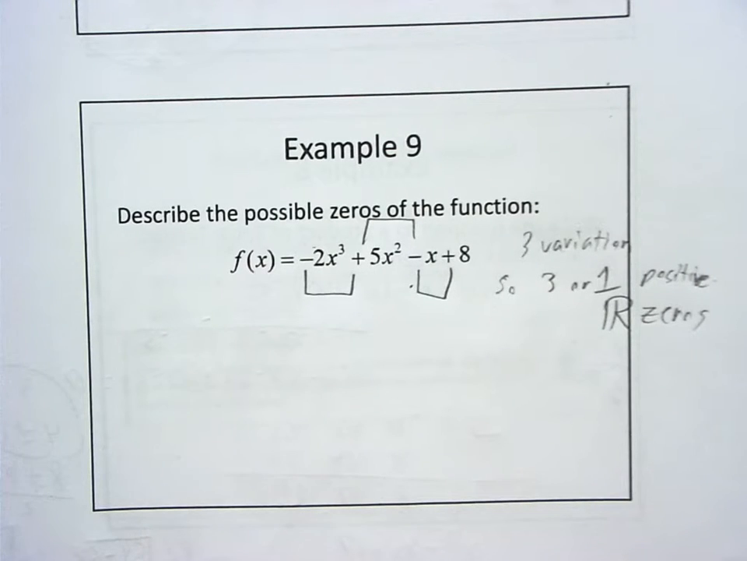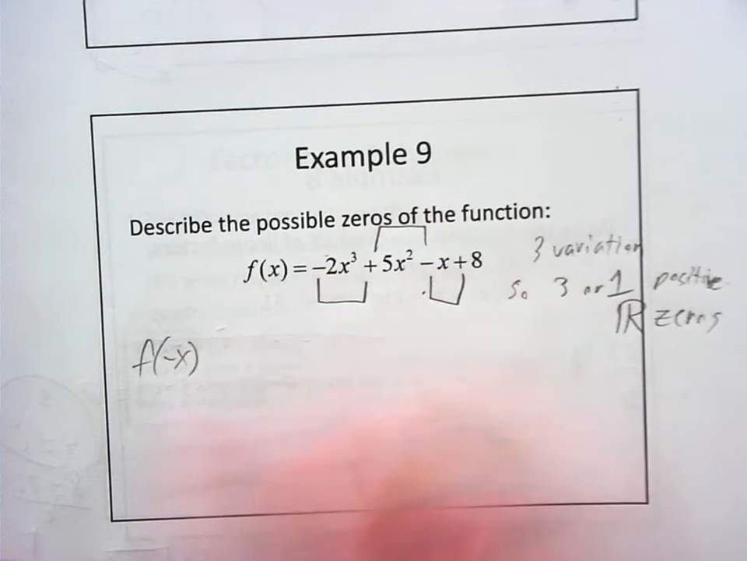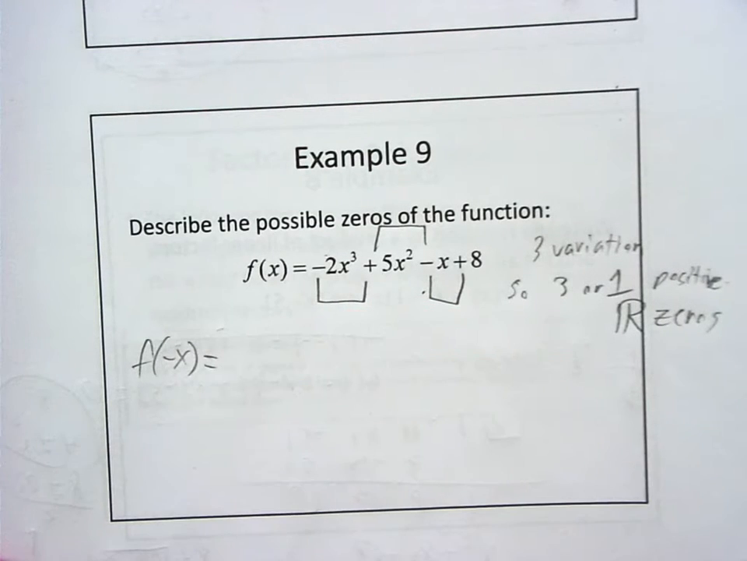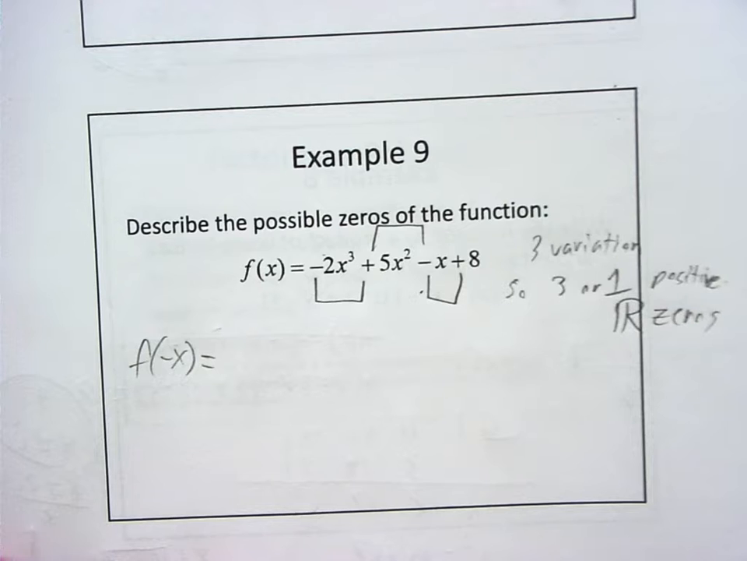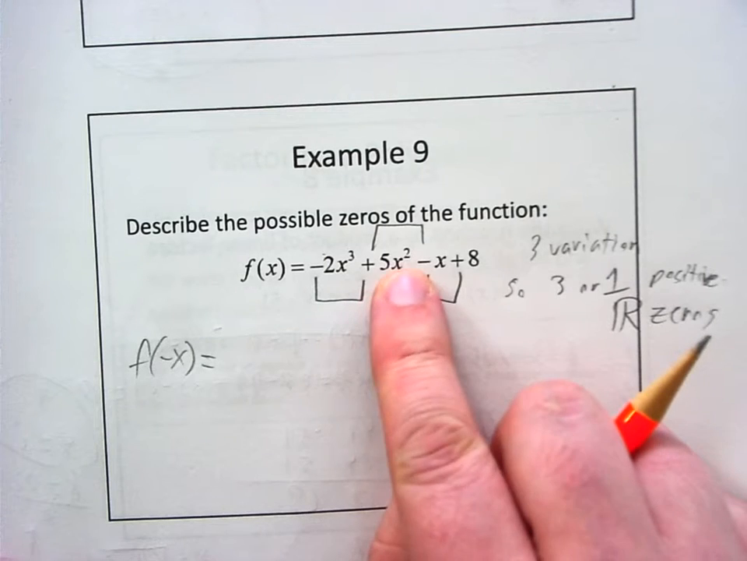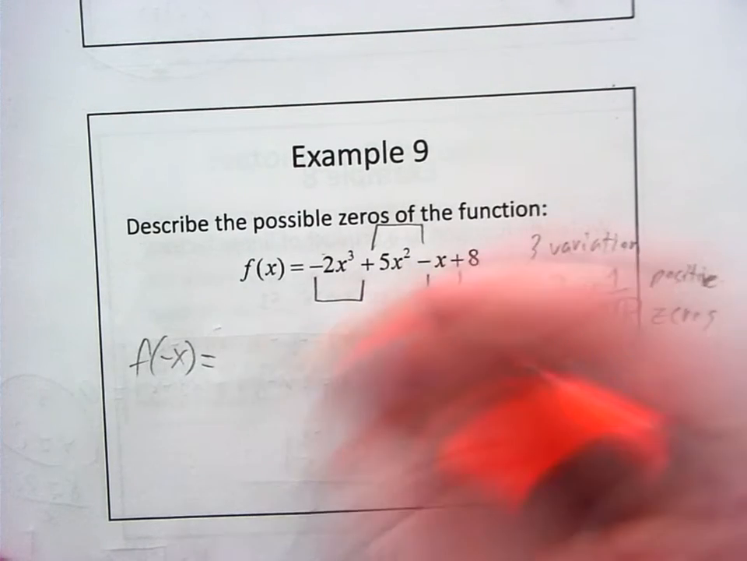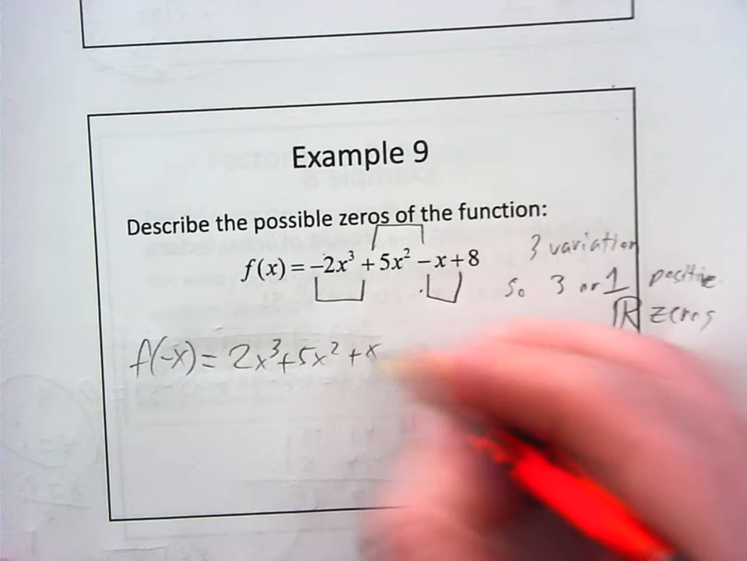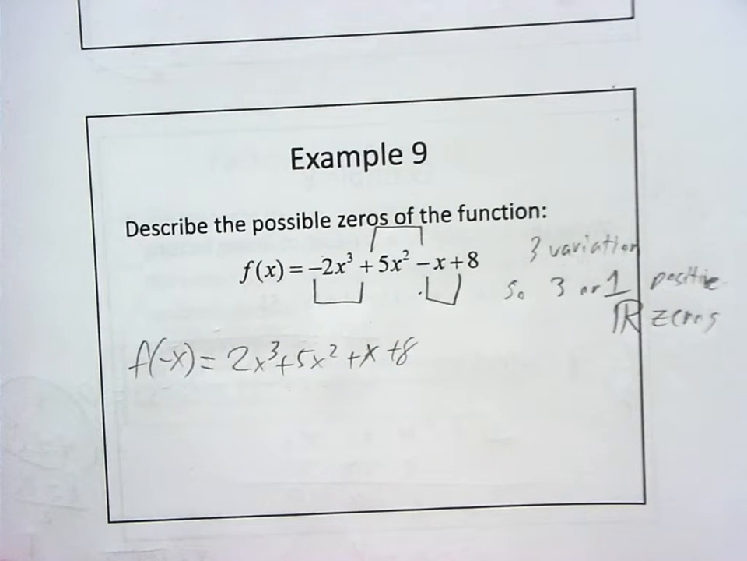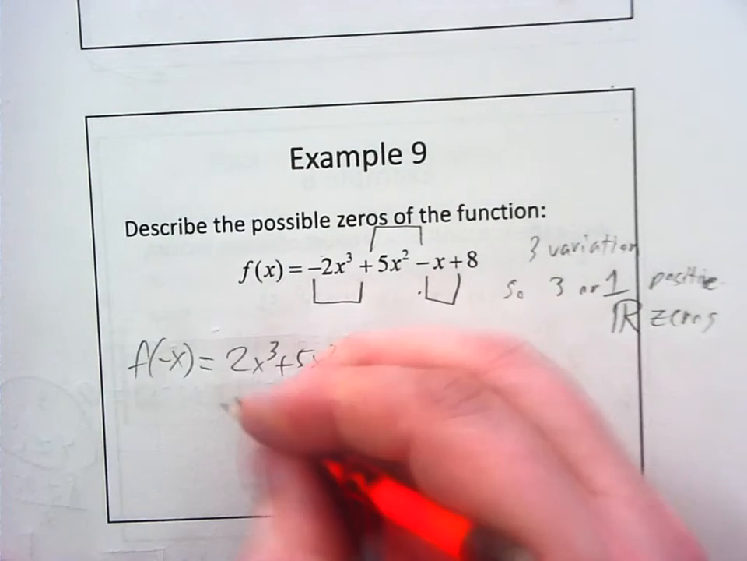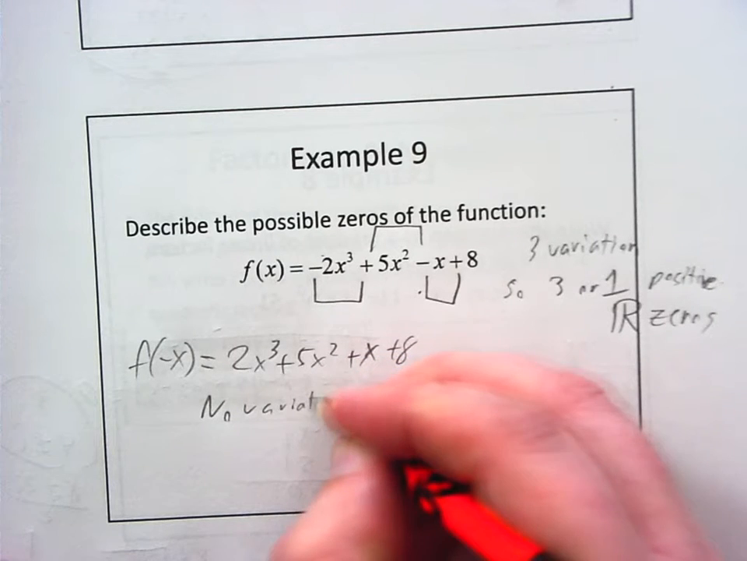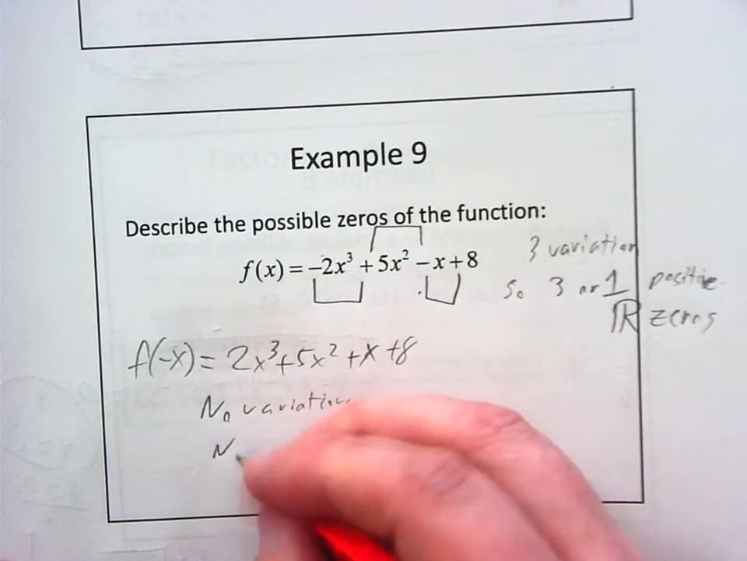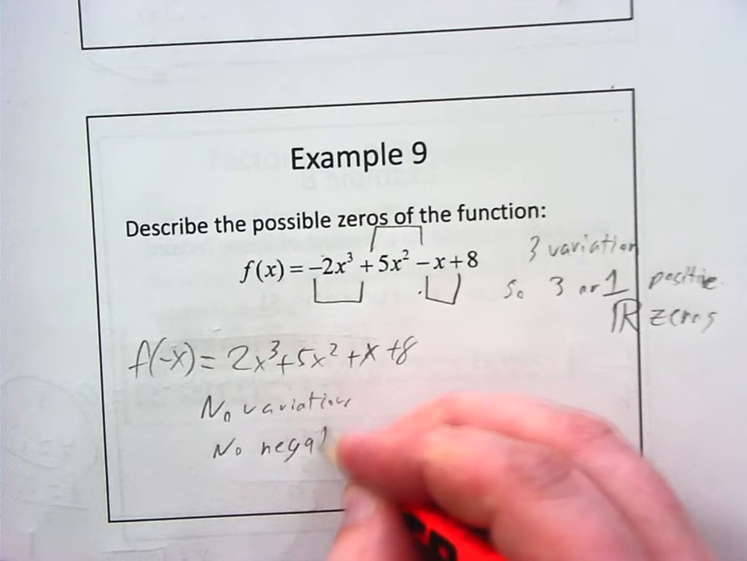Now, if I look at f of negative x, what's that going to do to this polynomial? It'll flip the odd powers. Remember, 5x squared will not change if you do 5 of negative x squared. So it'll flip the 2x cubed over. It'll leave the 5x squared alone. It'll flip the x and leave the 8 alone. So how many variations do I have here? 0. Since there are no variations, there are no negative real zeros.